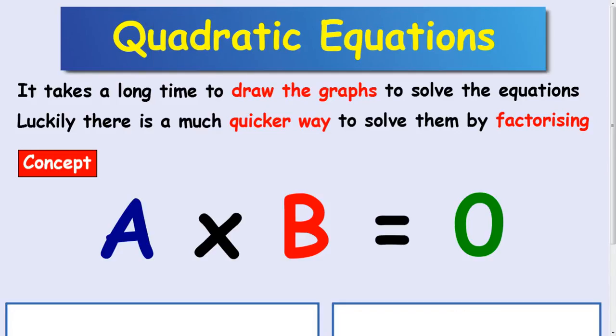This lesson we're going to look at a more efficient way of solving quadratic equations. In the last lesson we looked at having the graph there, and if we didn't have the graph we'd have to sketch the graph, which is a bit cumbersome and would take a wee while to do. But luckily there's a quicker way to solve them, and that's by using factorising.